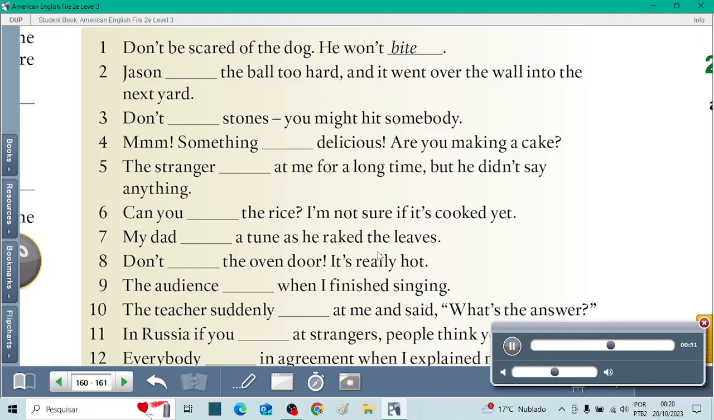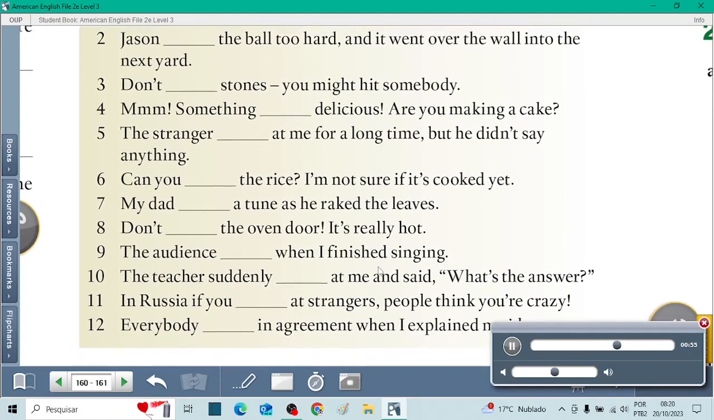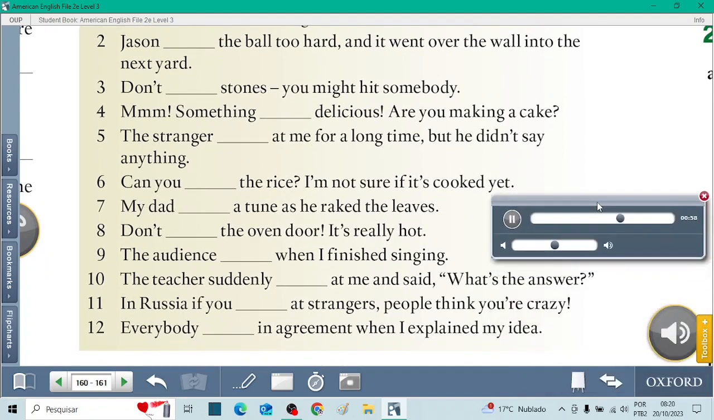7. My dad whistled a tune as he raked the leaves. 8. Don't touch the oven door. It's really hot.